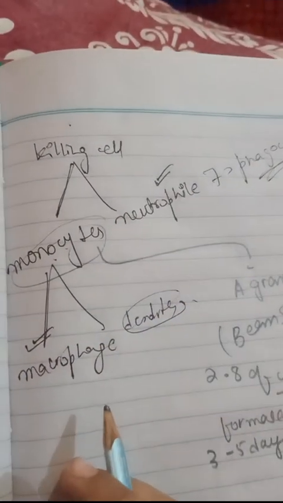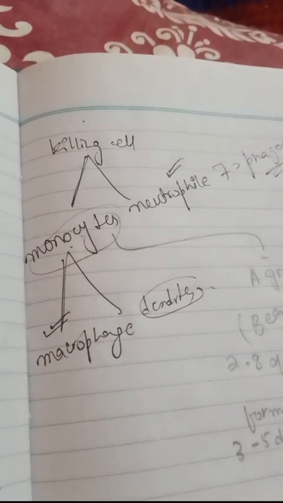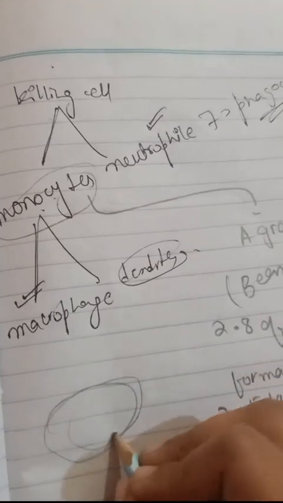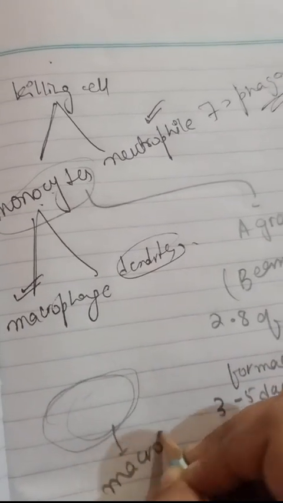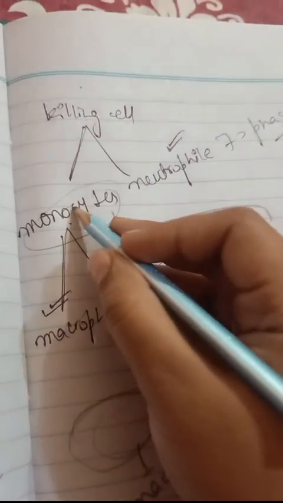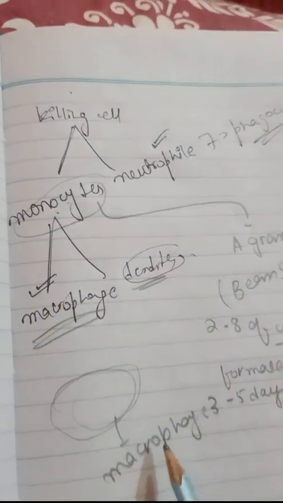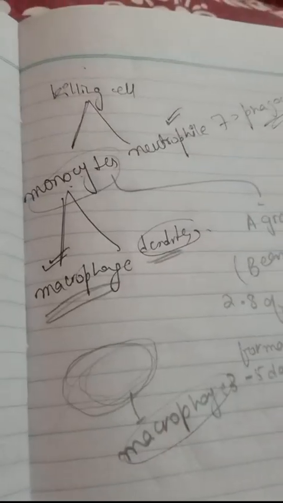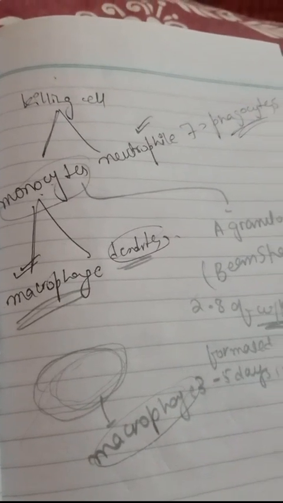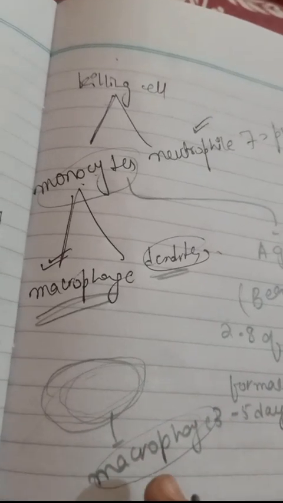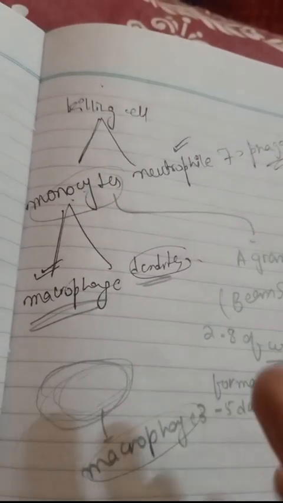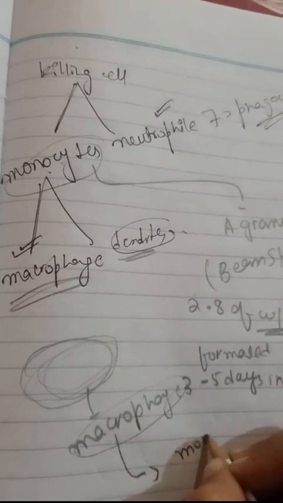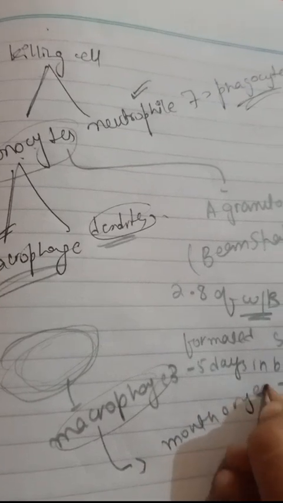Further, they mature and become bigger in size, so they become macrophages. As I said, the monocyte divides into macrophages and dendritic cells. When they mature, they are called macrophages or dendritic cells, and they perform the function of phagocytosis. The lifespan of macrophages is months or years, depending upon their function.